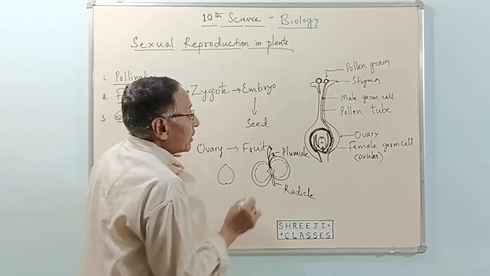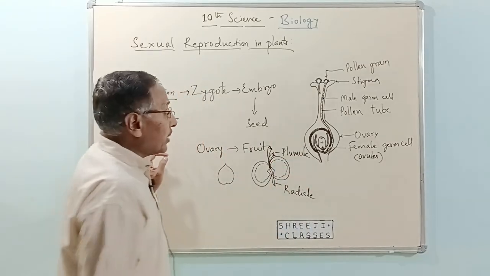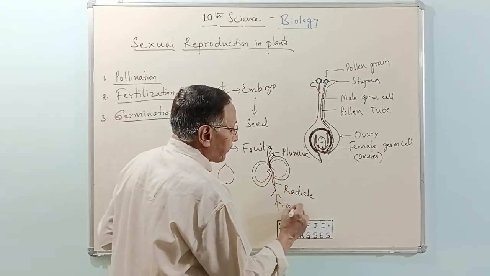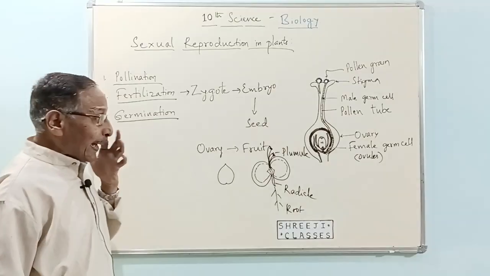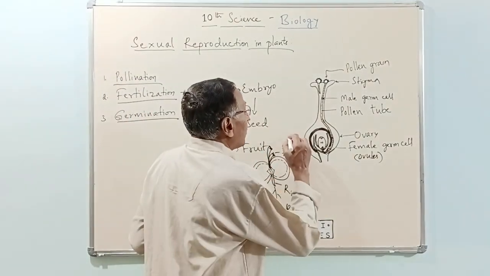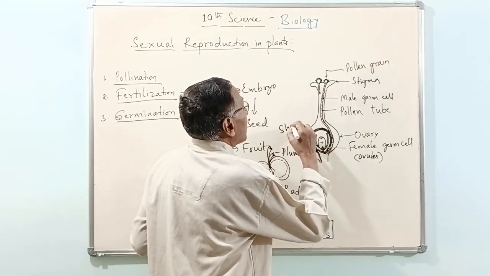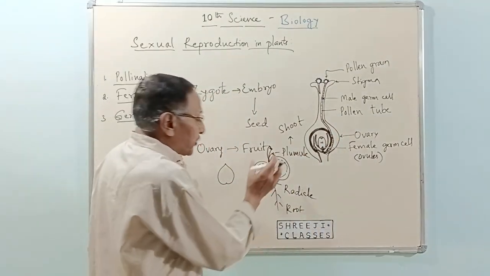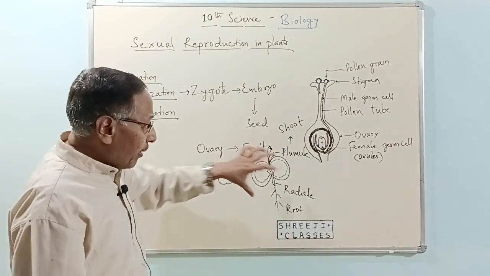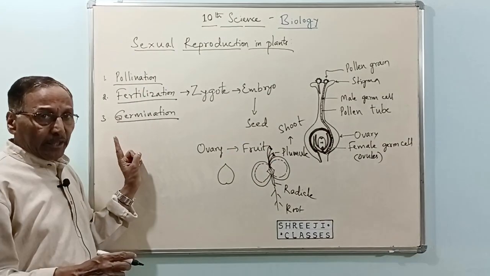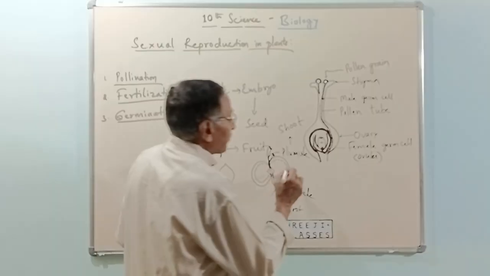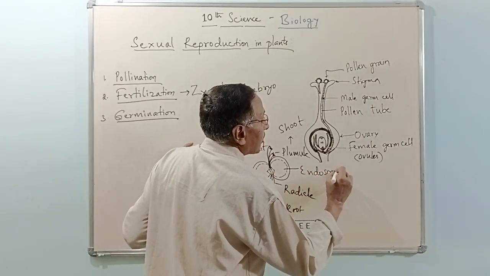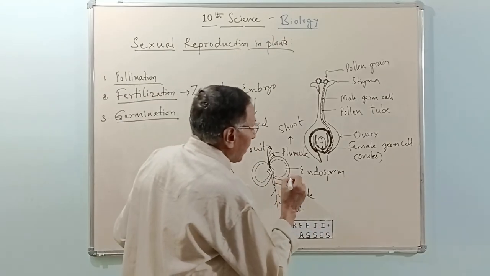Right? This first radicle comes out. This radicle later grows into the root. Then comes the plumule. This plumule later grows into the shoot. Right? This growing of a new plant from the seed we call germination. And this we call the endosperm. This is the cotyledon.